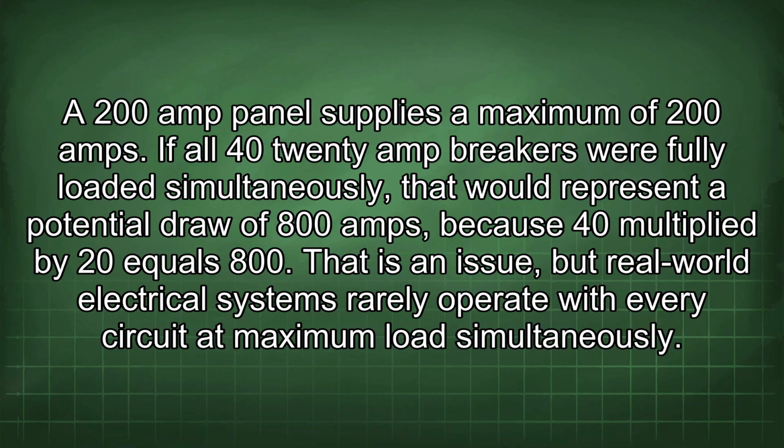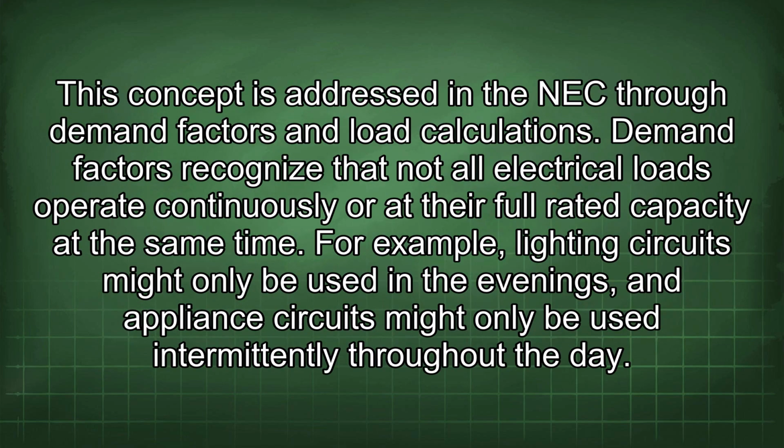A 200-amp panel supplies a maximum of 200 amps. If all 40 20-amp breakers were fully loaded simultaneously, that would represent a potential draw of 800 amps, because 40 multiplied by 20 equals 800. That is an issue, but real-world electrical systems rarely operate with every circuit at maximum load simultaneously. This concept is addressed in the NEC through demand factors and load calculations.